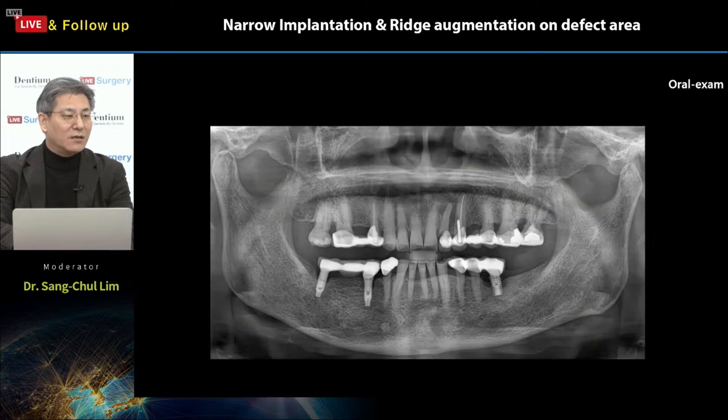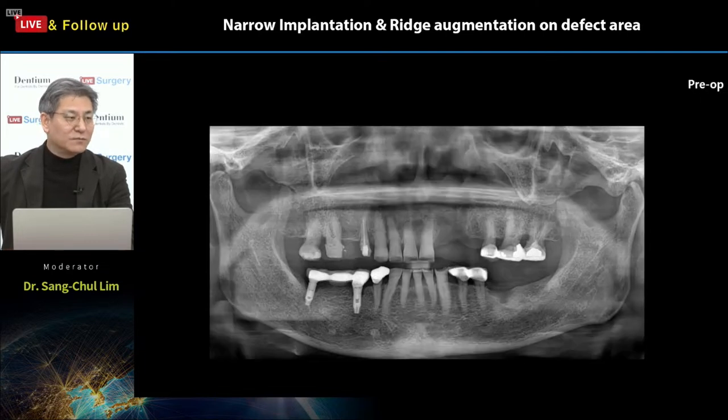This is the panoramic view before the extraction. As I mentioned before, number 22, the crown and tooth are separate, and number 23 also dislodges. So both of these teeth should be removed before the surgery. And about the number 36 area, the already installed implant got peri-implantitis, so it should also be removed.